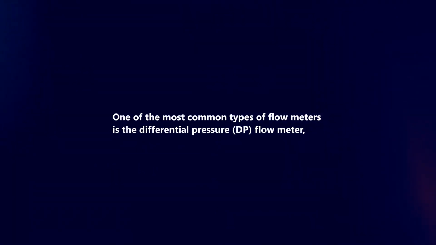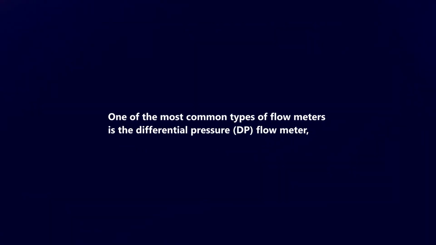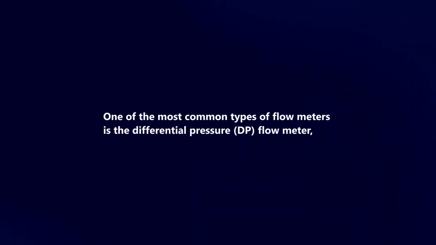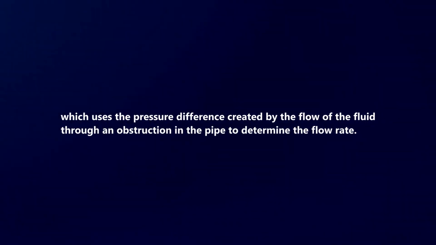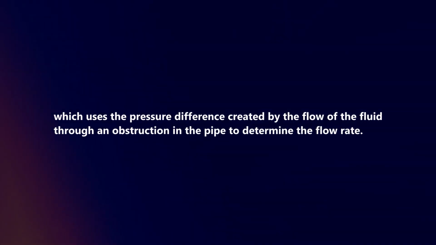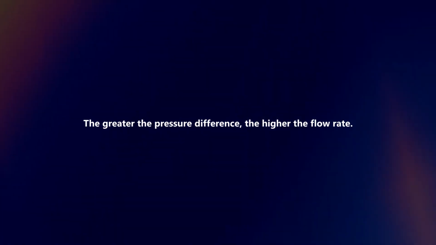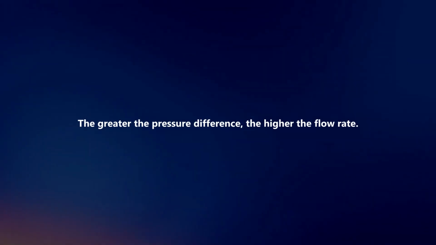One of the most common types of flow meters is the differential pressure flow meter, which uses the pressure difference created by the flow of the fluid through an obstruction in the pipe to determine the flow rate. The greater the pressure difference, the higher the flow rate.